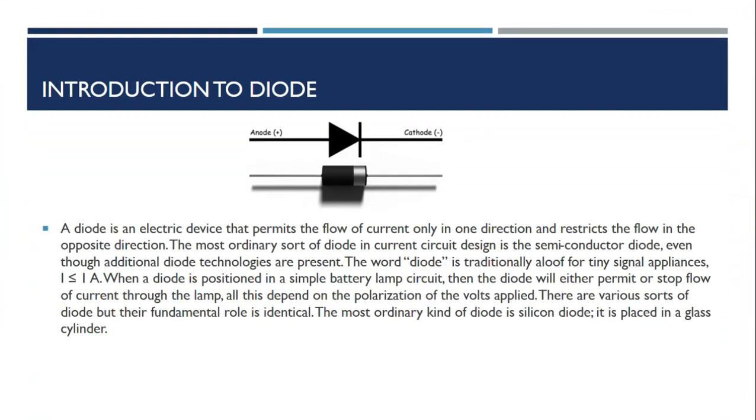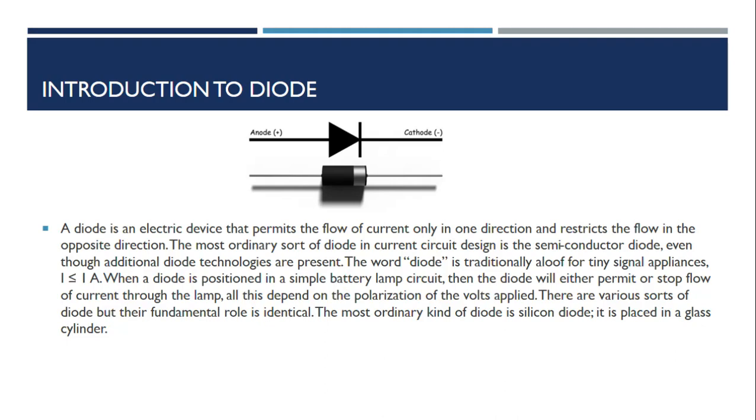Firstly is an introduction to diode. A diode is an electric device that permits the flow of current only in one direction and restricts the flow in the opposite direction. The most ordinary sort of diode in current circuit design is the semiconductor diode. Even though additional diode technologies are present, the word diode is traditionally used for small signal appliances.